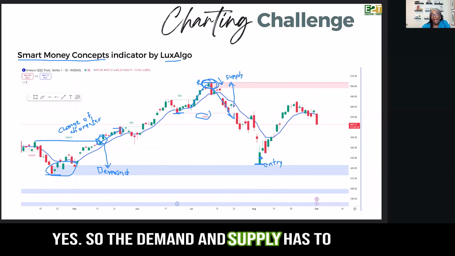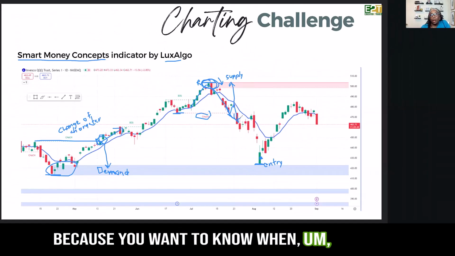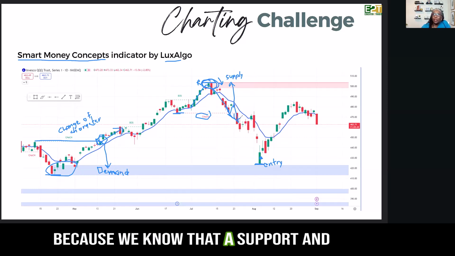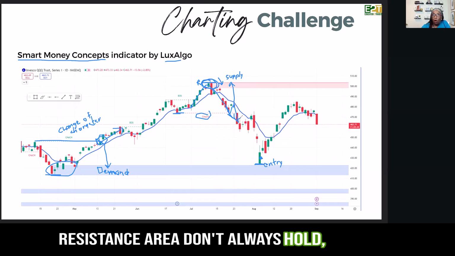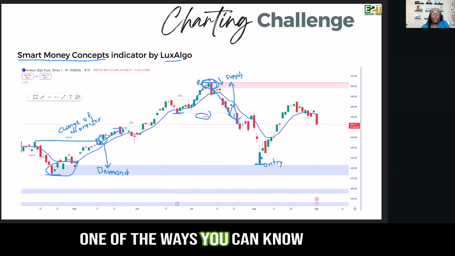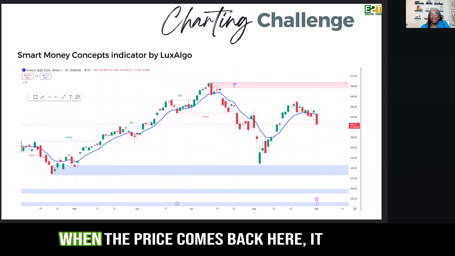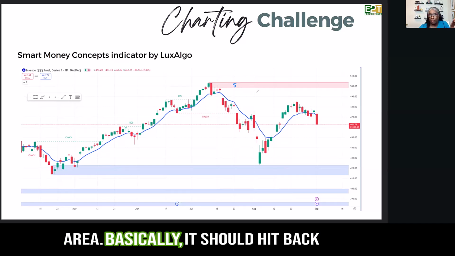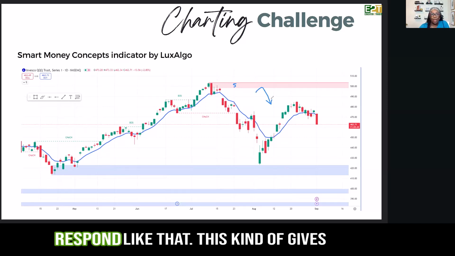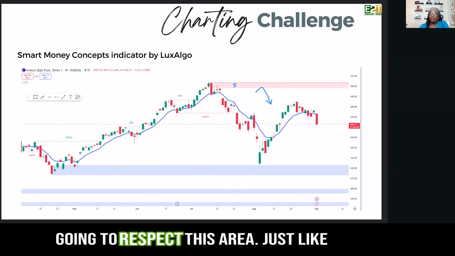So the demand and supply has to be confirmed by continued price action in that direction. We know that support and resistance areas don't always hold. One of the ways you can know whether it is going to hold or not is if it's confirmed as a supply area, then when the price comes back here, it should respond like it's a supply area. Basically, it should hit back and go on through. This kind of gives you more confirmation that it's going to respect this area.